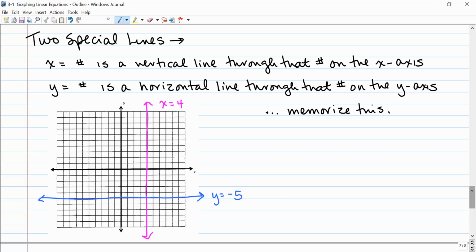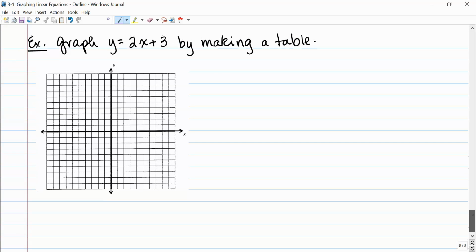They'll keep coming up. And the last thing we're going to do here is graph a linear equation by making a table. And here we have the line y equals 2x plus 3. So I'm going to make a table and choose some x values. So I'm going to make an x column. I'm going to take what y equals and put that in the middle of my column: y equals 2x plus 3. And then I'll make a column for my y values.